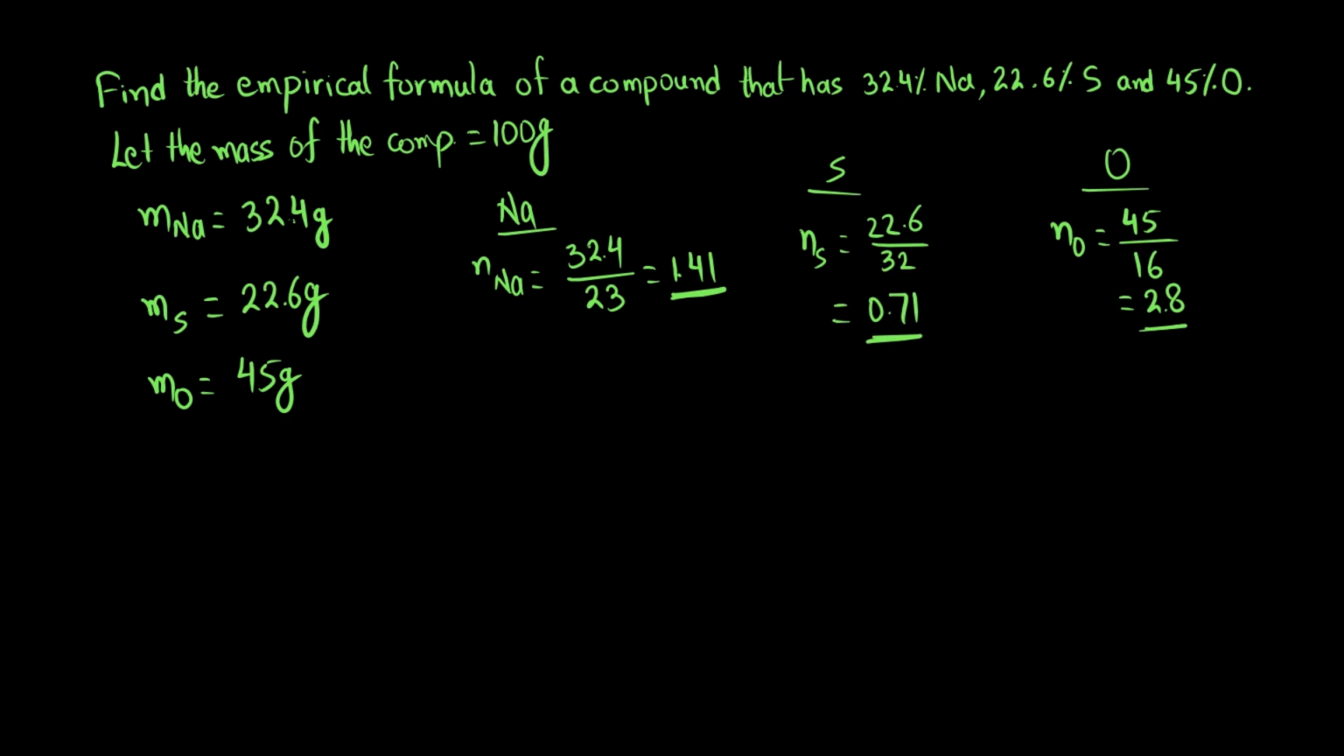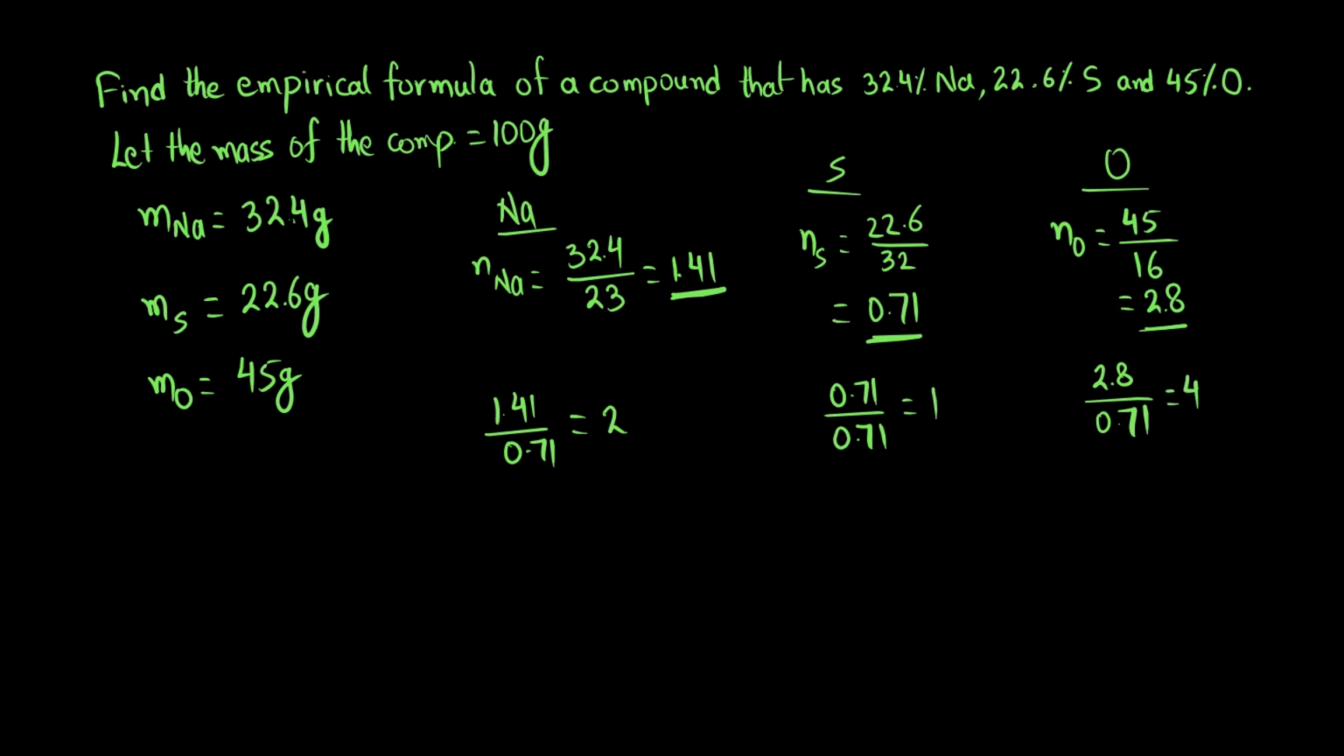So we have 1.41 divided by 0.71, 0.71 divided by 0.71, and 2.8 divided by 0.71. This is 2, this is 1, and this is 4.